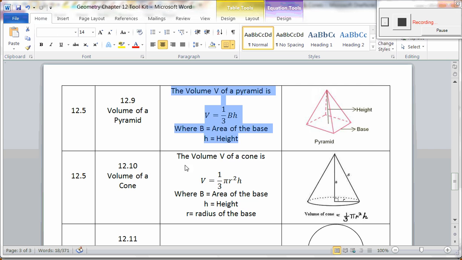Okay, last 2 theorems of the chapter right here. Volume of a pyramid and volume of a cone. Everybody got them written down on their toolkit? Yes, sir. Toolkit you can use, remember, on the test and on the final. You can use any toolkit that we've ever made on the final.